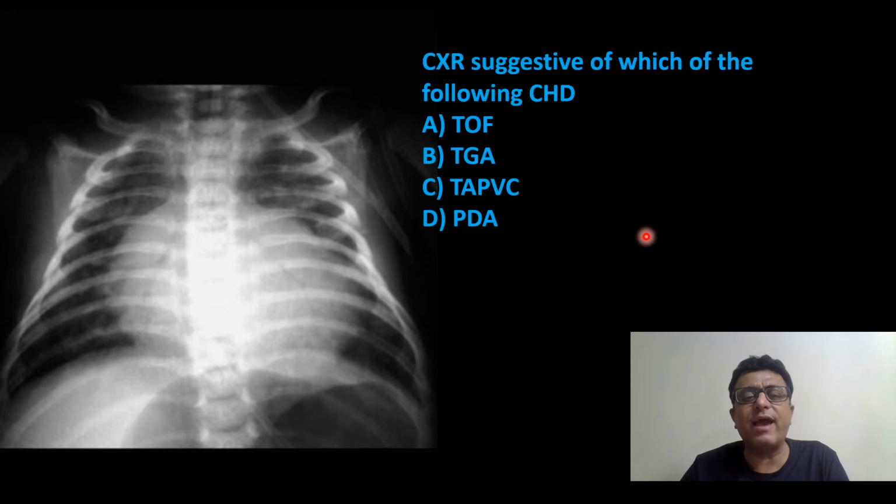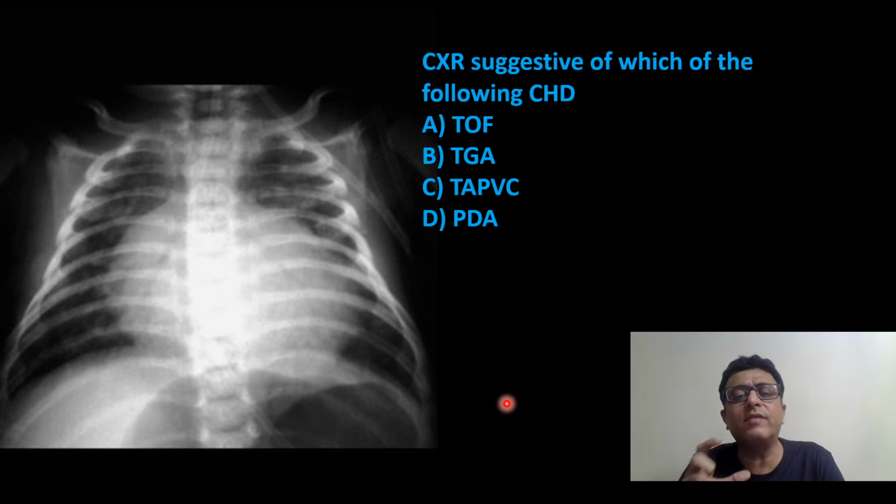Now, first exercise your brain. This is the first image. This X-ray is suggestive of which of the following CHD? It's TOF, TGA, TAPVC, or PDA. What you are finding in this X-ray, this is the classical X-ray.